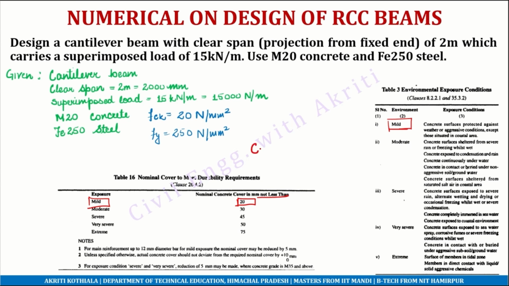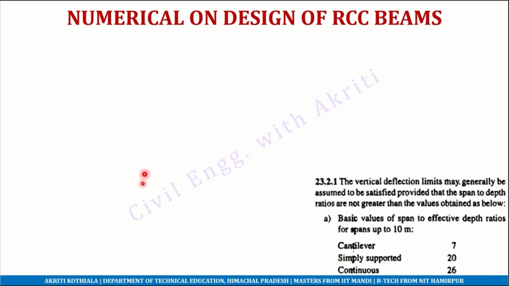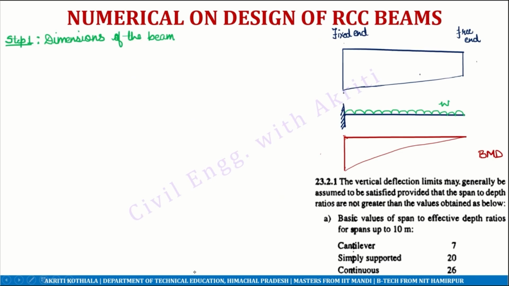So what we need to do is that the nominal cover should be greater than or equal to 20 mm on all the sides. So this is what these tables are for. Now step 1 is dimensions of the beam. Here we have to keep in mind that when we are talking about a cantilever beam, then generally what we do is we design a cantilever beam as a tapered section.